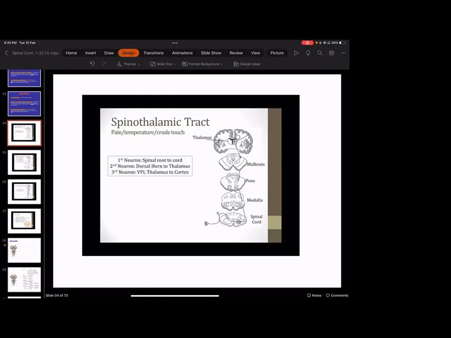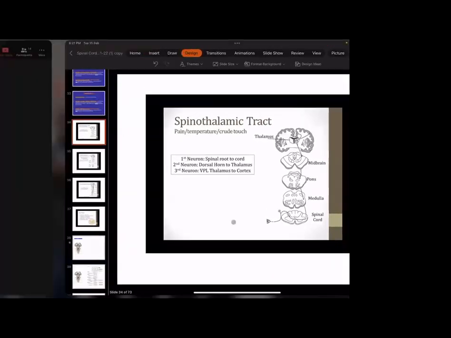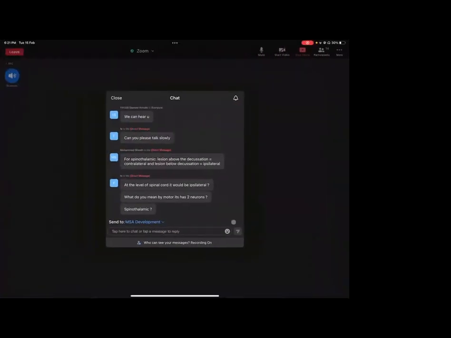So let's say you have any damage to the spinal cord at this level. It's going to be bilateral. If you cut off the whole spinal cord, if there's damage to this whole section, it would be bilateral. But if it's a hemisection, then it's ipsilateral below the level of the lesion. At the level of the lesion, it's ipsilateral. Does that make sense? What do you mean by the motor?